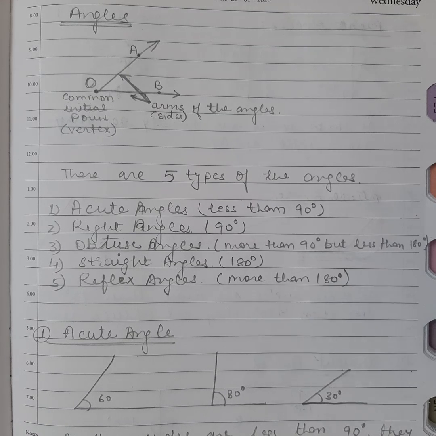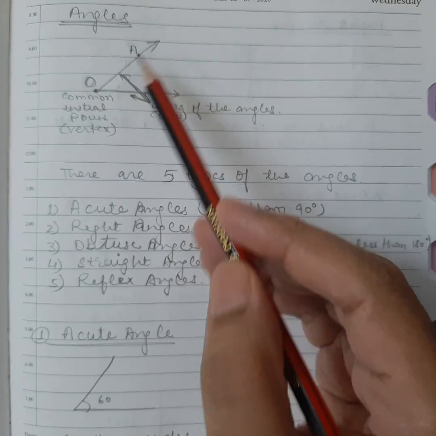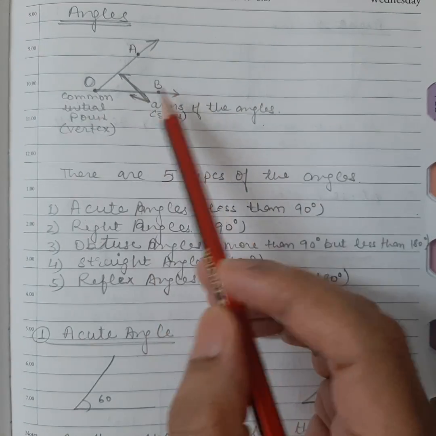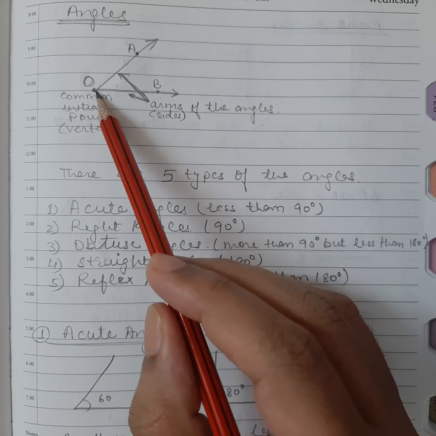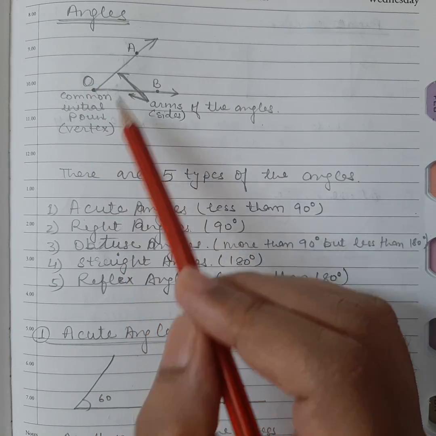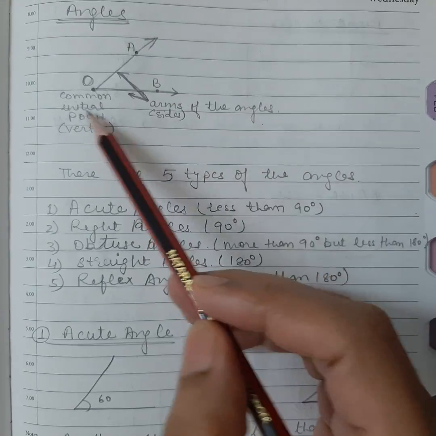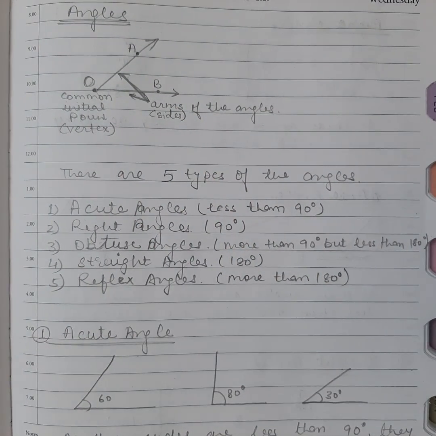Hi, in this lecture we'll discuss angles. So what is an angle? An angle is formed when two rays start from a common initial point. That common initial point is called the vertex. So this ray 1 and ray 2, they are starting from this common initial point which is O. This common initial point is called the vertex of the angle. And then these two rays are called arms or sides of the angle.